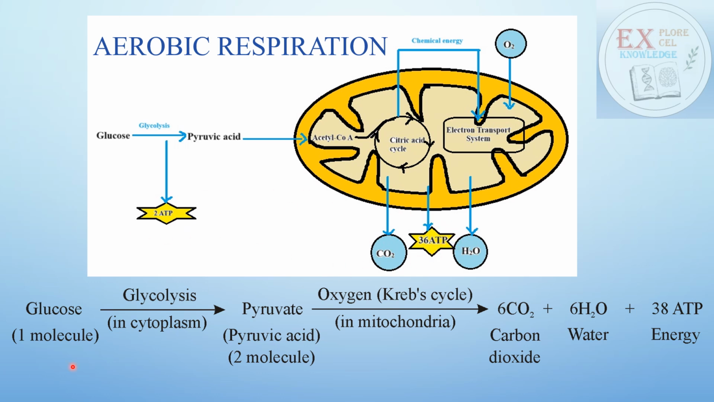Okay, so see this equation. Glucose is converted into pyruvate by the process of glycolysis. Then, since oxygen is present in the cell, this pyruvate is converted into carbon dioxide by the process of Krebs cycle. Then with the help of the electron transport chain, more ATP molecules are produced with the release of the byproduct water. Understood?